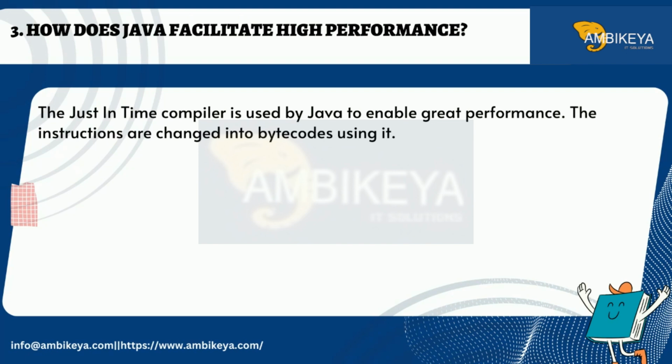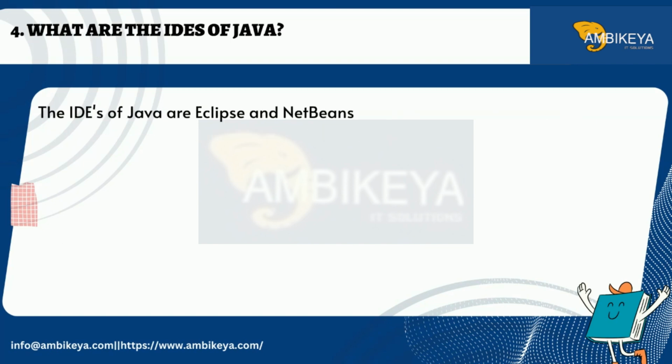How does Java facilitate high performance? The just-in-time compiler is used by Java to enable great performance. The instructions are changed into bytecodes using it. What are the IDEs of Java? The IDEs of Java are Eclipse and NetBeans.